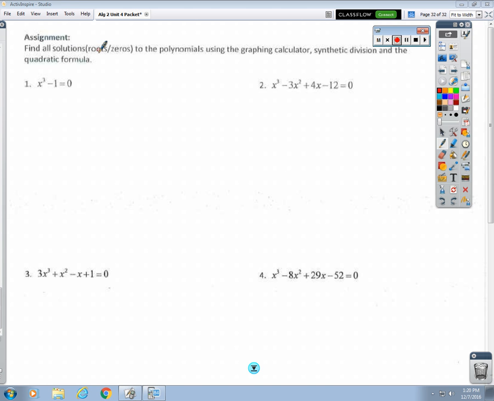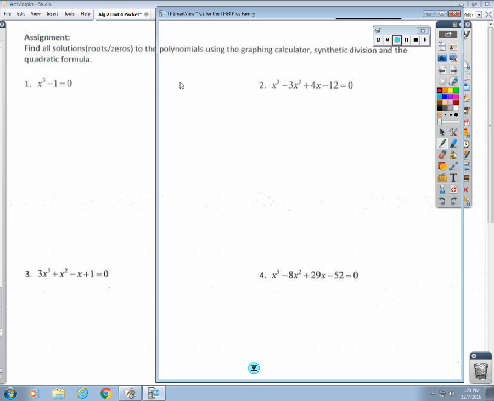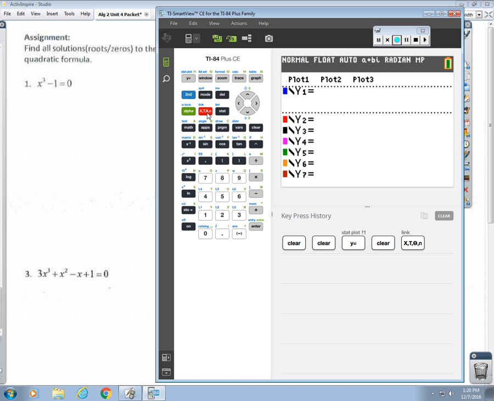Solutions, which are the roots, otherwise known as zeros, to the polynomials using the graphing calculator, synthetic division, and the quadratic formula. So, what do we do first? We graph it. So, y equals x cubed minus 1.